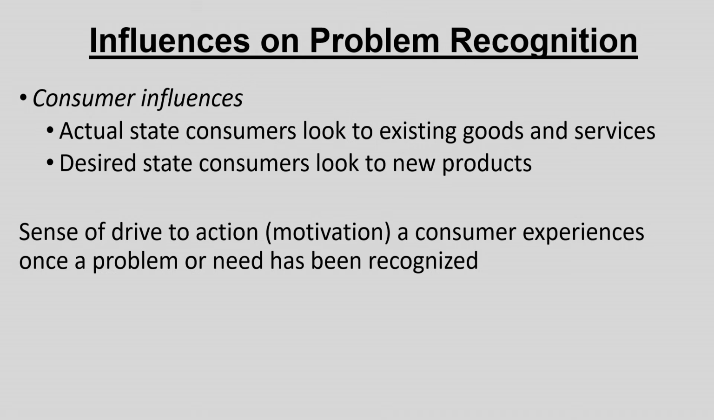The second set of processes that helps a consumer realize that he needs to buy new products, or that there is a difference between the actual state and the desired state, is something called consumer influences.